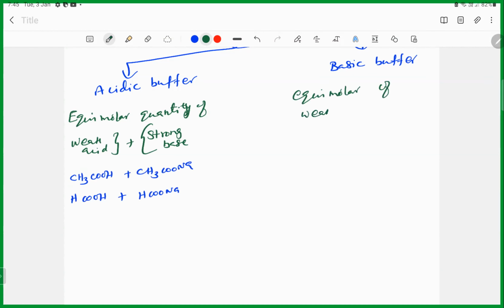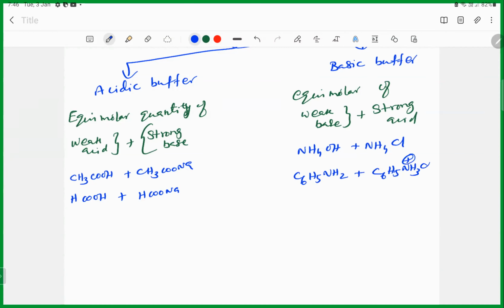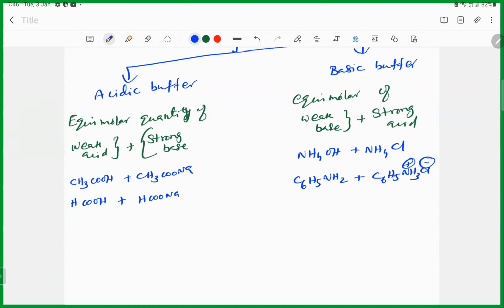Okay, same way, basic buffer is an equimolar mixture of weak base plus strong acid salt. Example: ammonium hydroxide is a weak base, whereas ammonium chloride, compared to ammonium hydroxide, is a strong acid salt. Don't ask about HCl right away. No. Then aniline plus anilinium chloride. So these are called buffers.